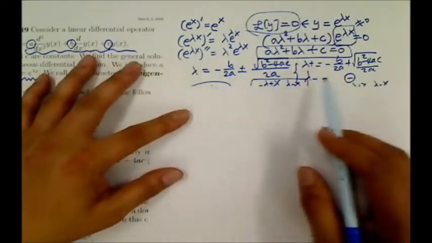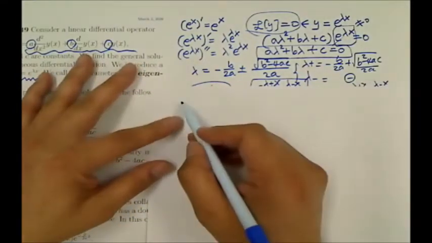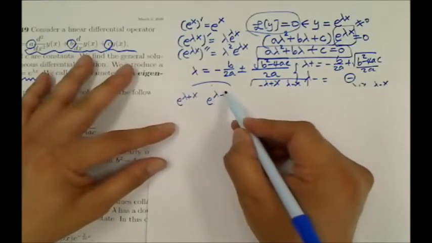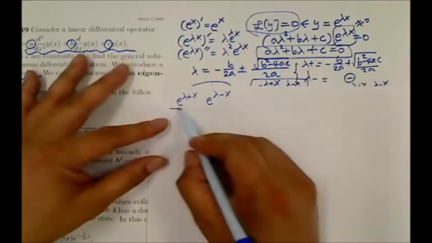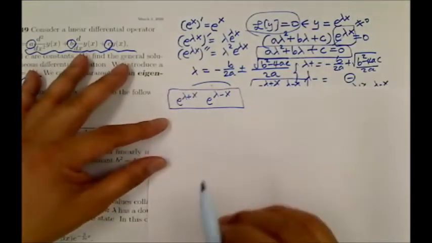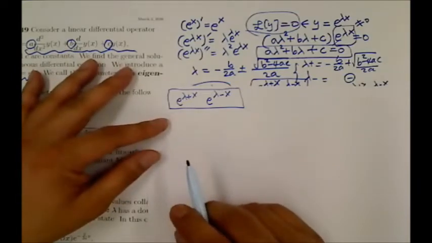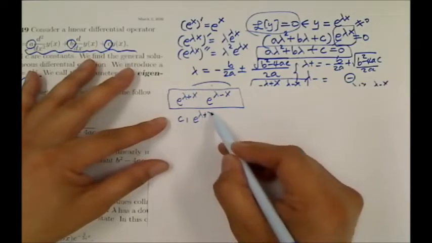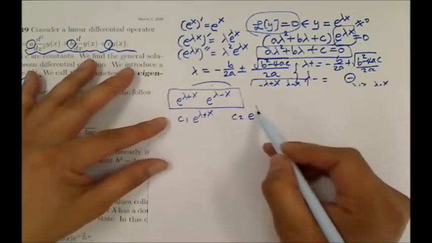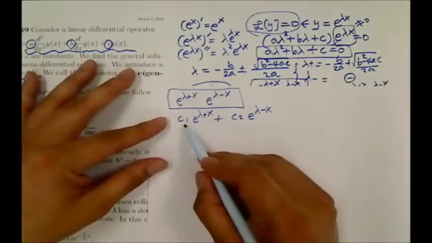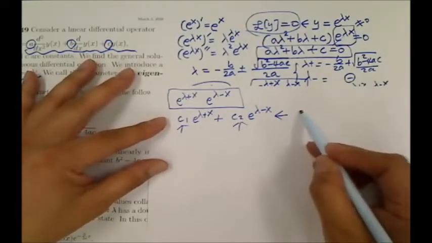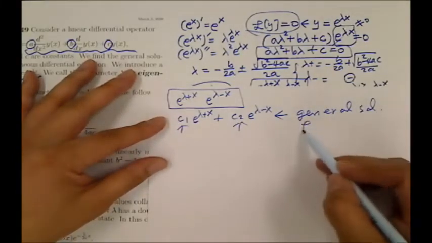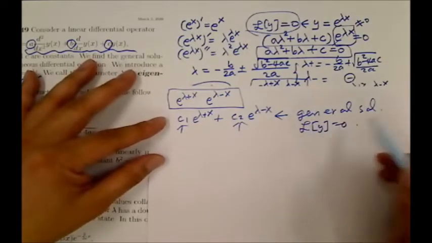Now we have two solutions. One solution is e to the lambda plus x, and the other solution is e to the lambda minus x. I told you, if I find two linearly independent solutions, then I would get the final answer to be the linear combination of the two functions with arbitrary constants. Then this is the general solution to a second order linear differential equation.